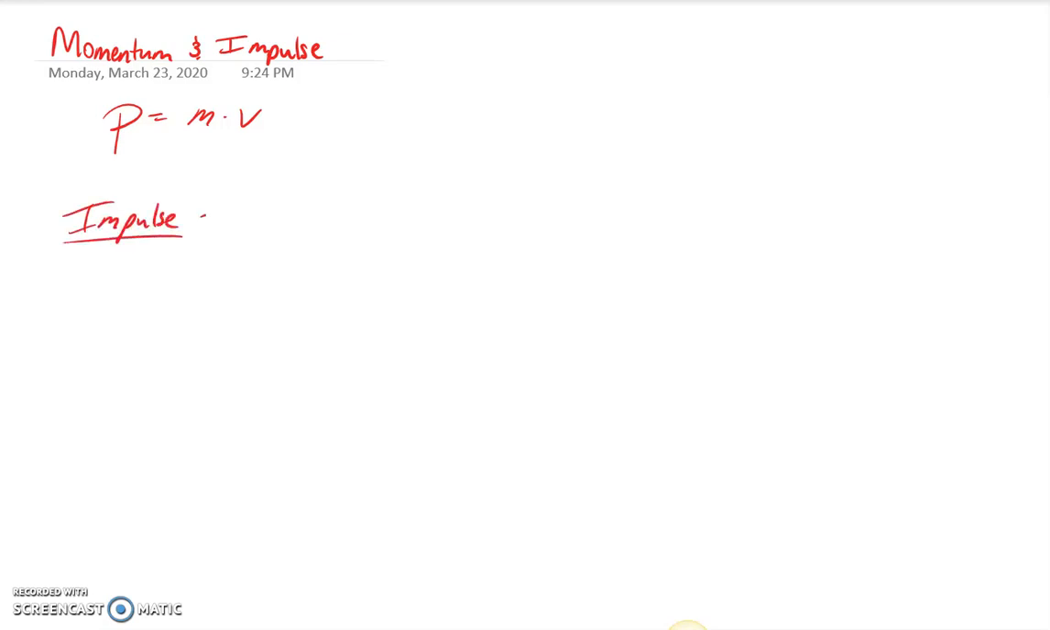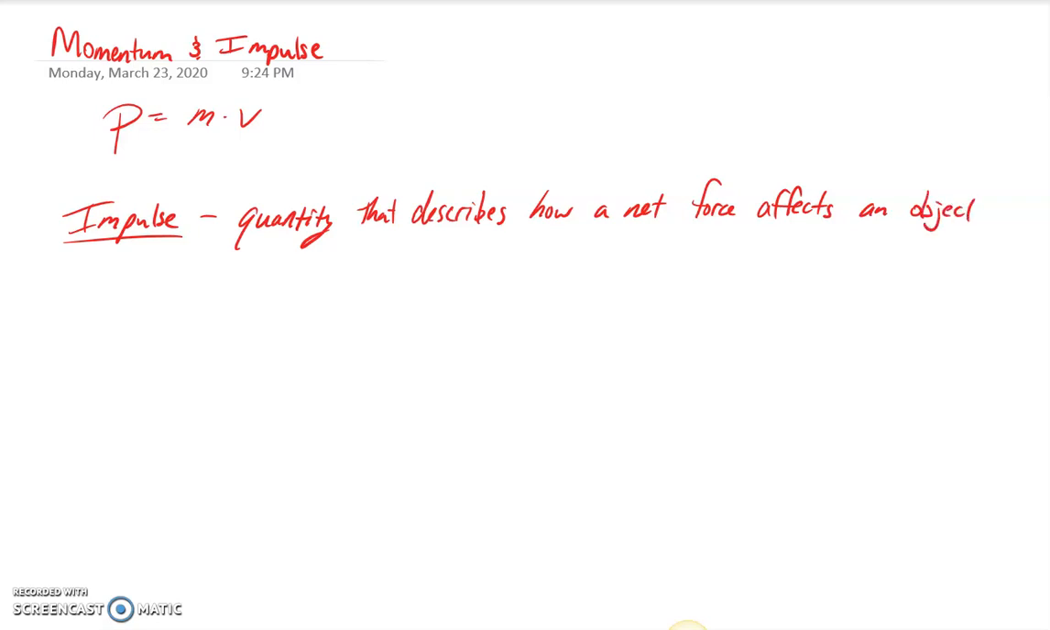First of all, what is impulse? Impulse is a quantity that describes how a net force affects an object. The symbol for impulse, uppercase J. Interesting choice. So let's take a look at this.